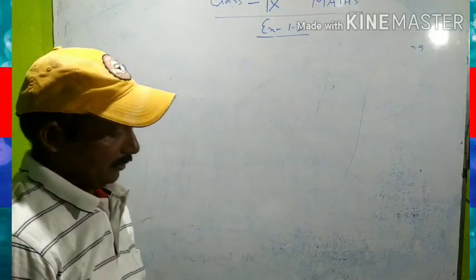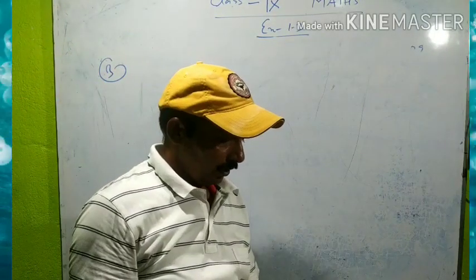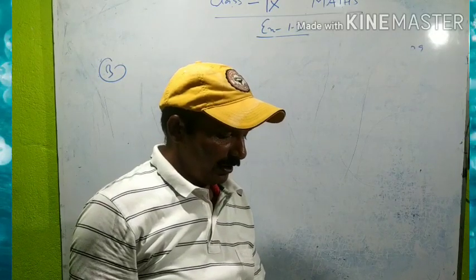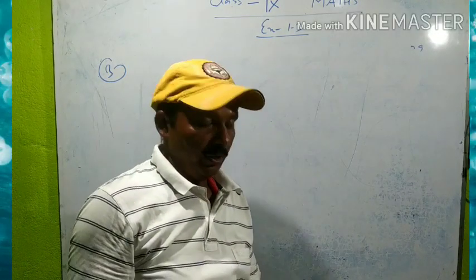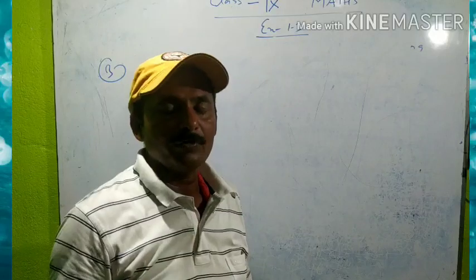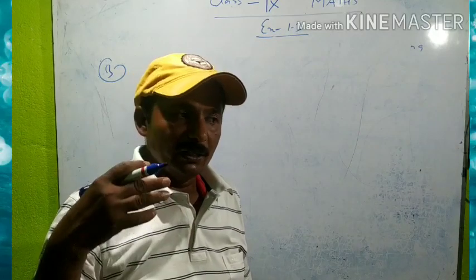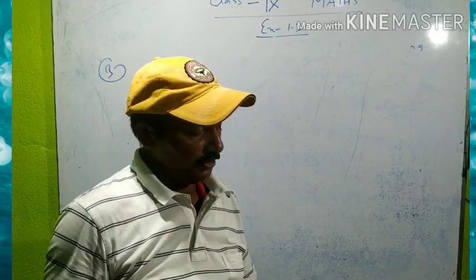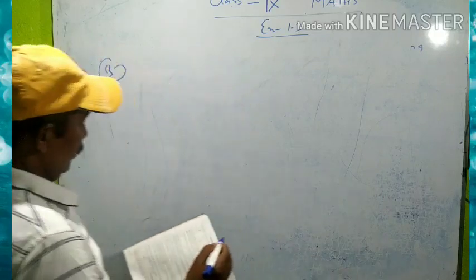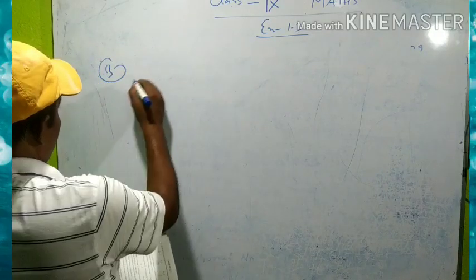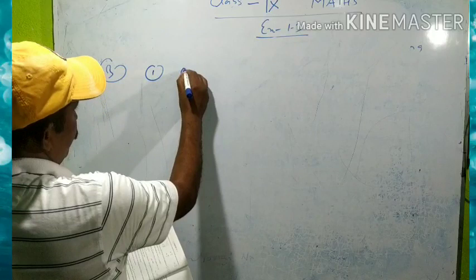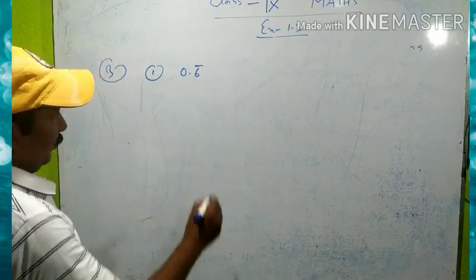Question number 3 is here. Express the following in the form of P by Q. P by Q means in rational form or fractional form. Into fractional form or rational form you will change. First question is here: 0.6 repeating. The process is here.